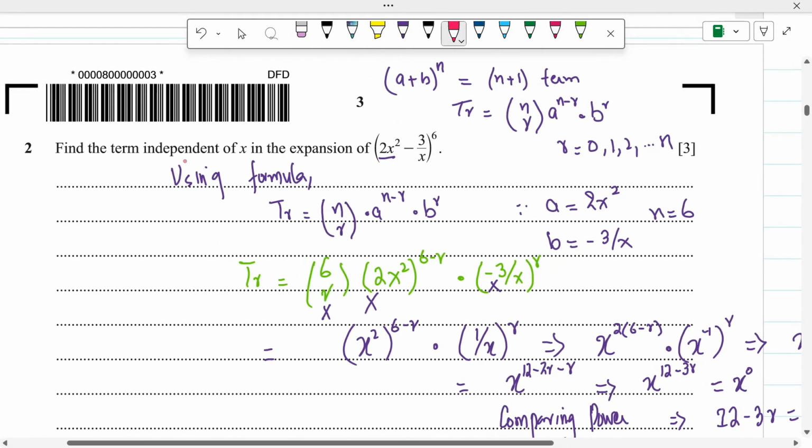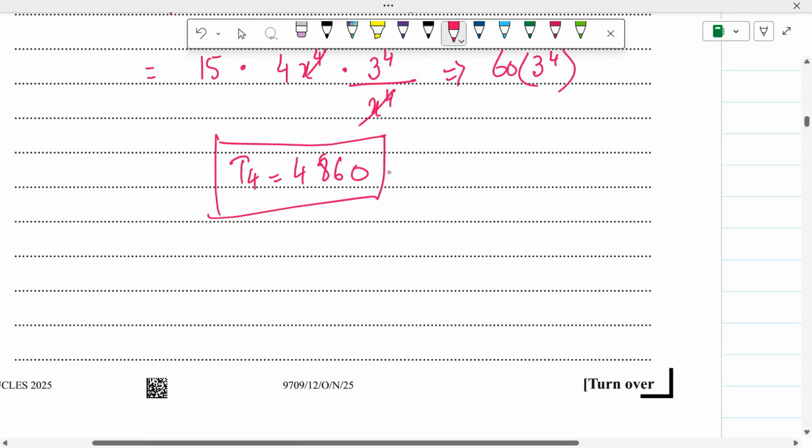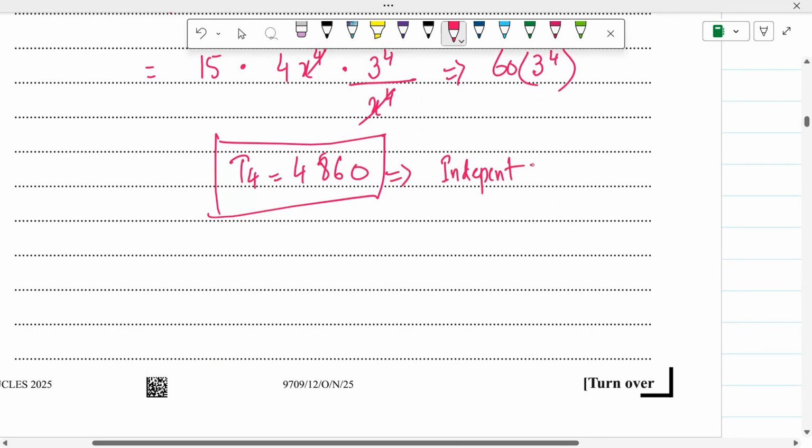So we have calculated the term which is independent of x.